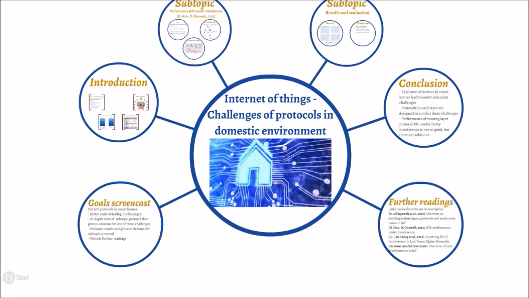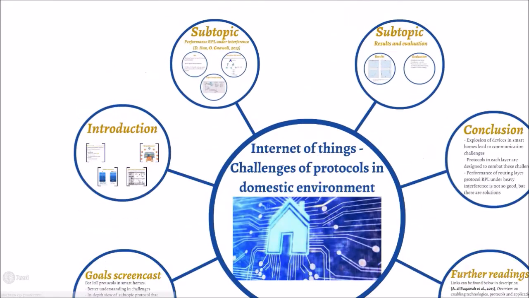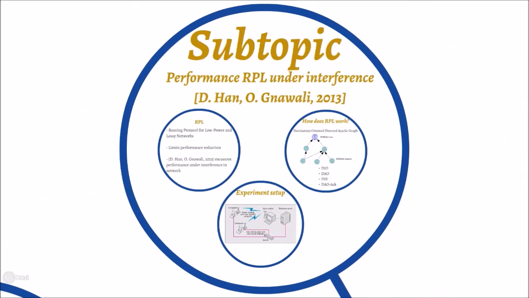In this part we're going to take a look at the subtopic: performance of RPL under interference. As my colleague told before, RPL is an infrastructure protocol, more specifically a routing protocol. And as he also told you, there are a lot of interferences in a smart home. So we're going to take an in-depth look at how RPL performs under interference from all these other wireless signals.